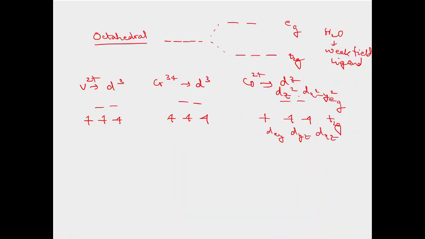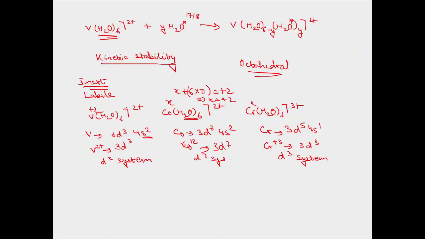Okay. So here 7 electrons will be like this: 1, 2, 3, 4, 5, 6, 7. Now we also know that, as I said, this will depend on the kinetic stability of the compound, so whether it is inert or labile. In an octahedral crystal field, there are 5 types of d orbitals, right?